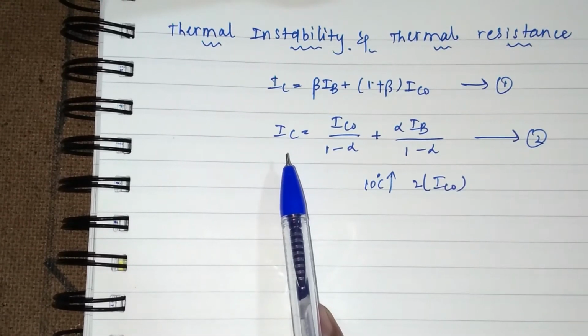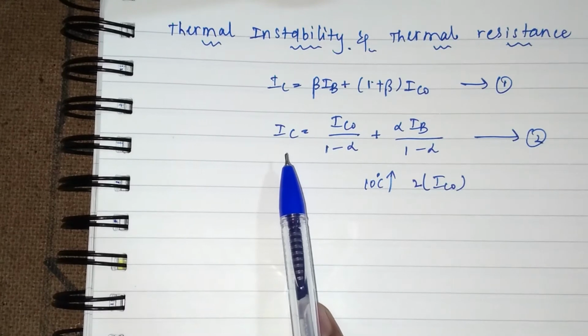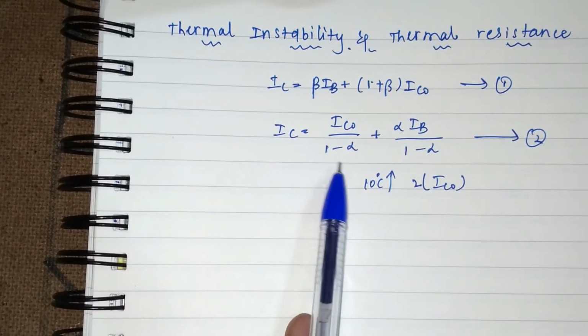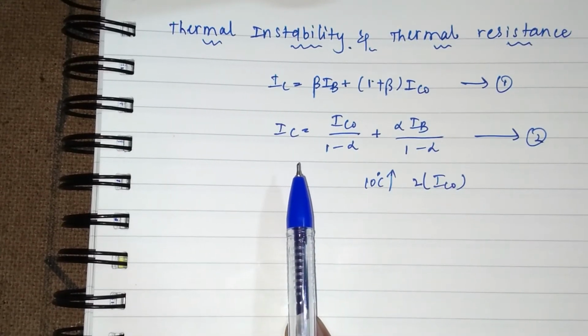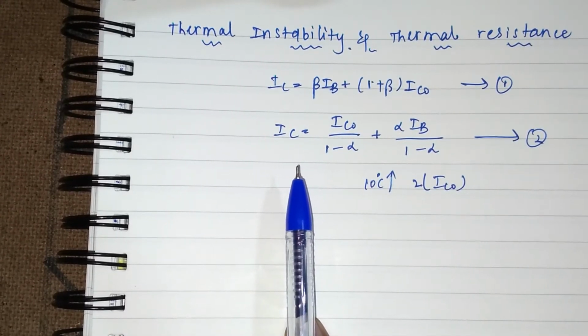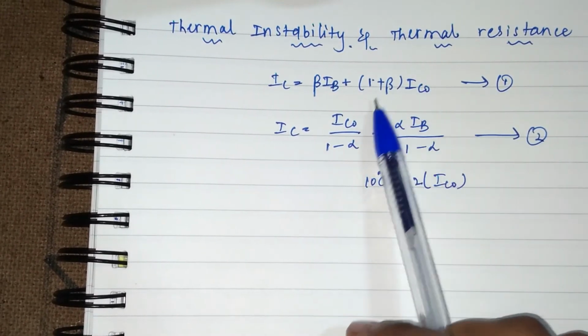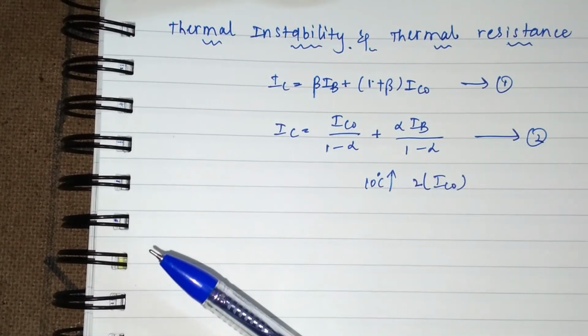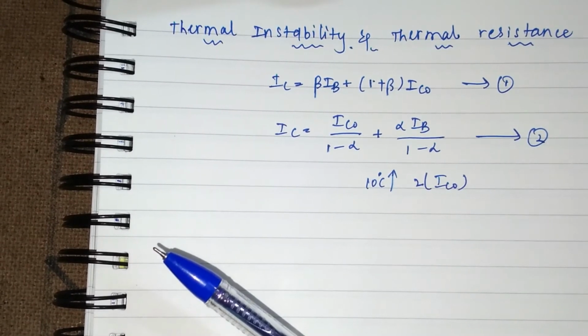There are two techniques to keep IC constant. We already know them, the stabilization technique and the compensation technique, which we discussed in the earlier videos. In the stabilization technique, resistive biasing circuits are used to vary IB, keeping IC relatively constant with variations in ICO, beta and VBE. That is, IB decreases if ICO increases, to keep IC constant.